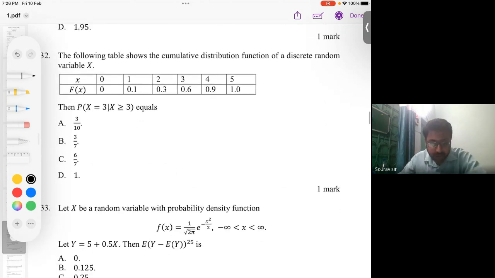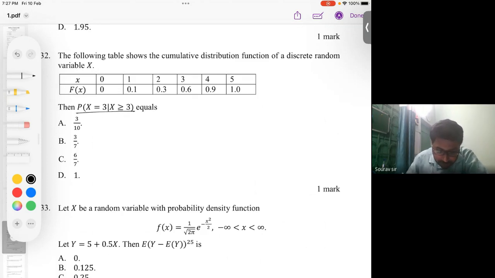Now let's come to question number 32. Here they have given a table and they have asked: the following table shows the cumulative distribution function of a discrete random variable x, where the value of x is given here as 0, 1, 2, 3, 4, 5, and F of x is equal to this. Then we have to find out P of x equal to 3 given x greater than or equal to 3. So we have to find out this value.